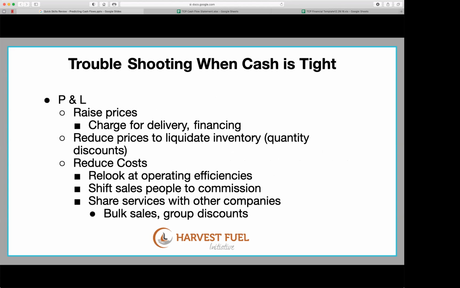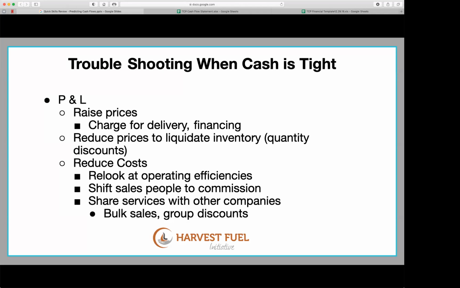That's one way to get a little more money out of what you're doing. That could be why you're having cash flow problems to begin with: you're not charging enough money, so you're not being profitable and you need to charge more. So that's always an option.